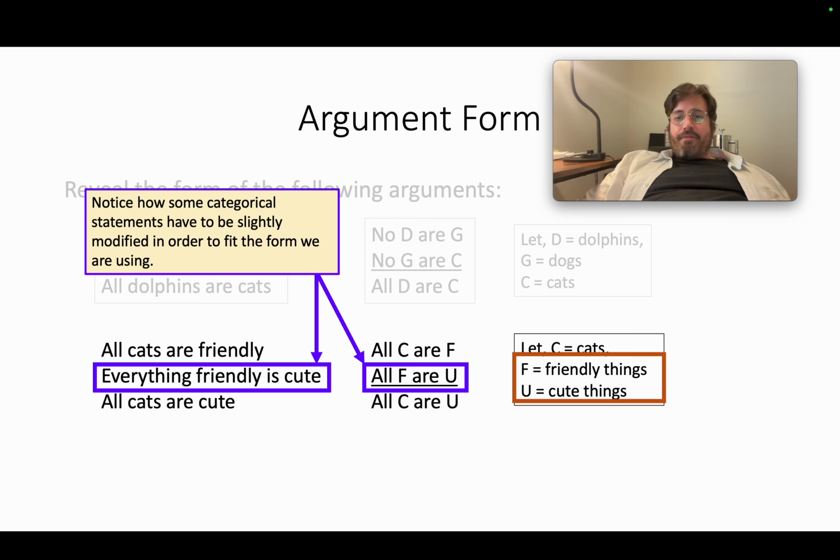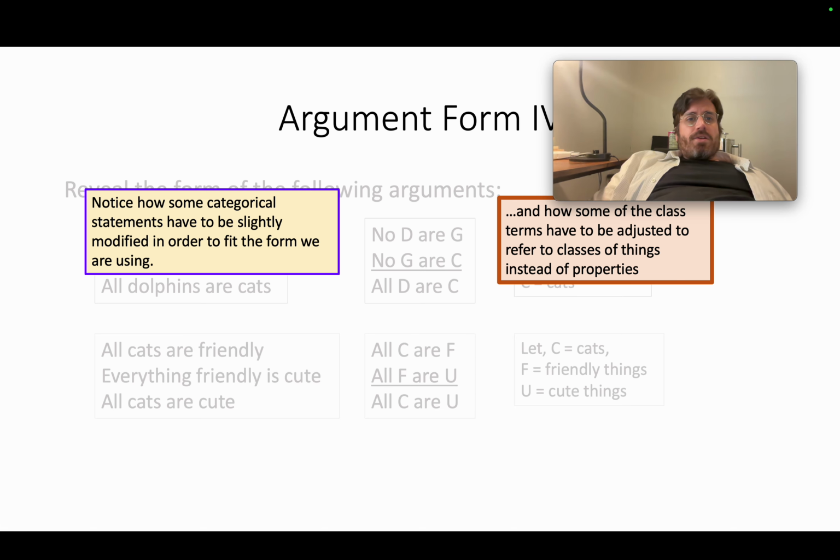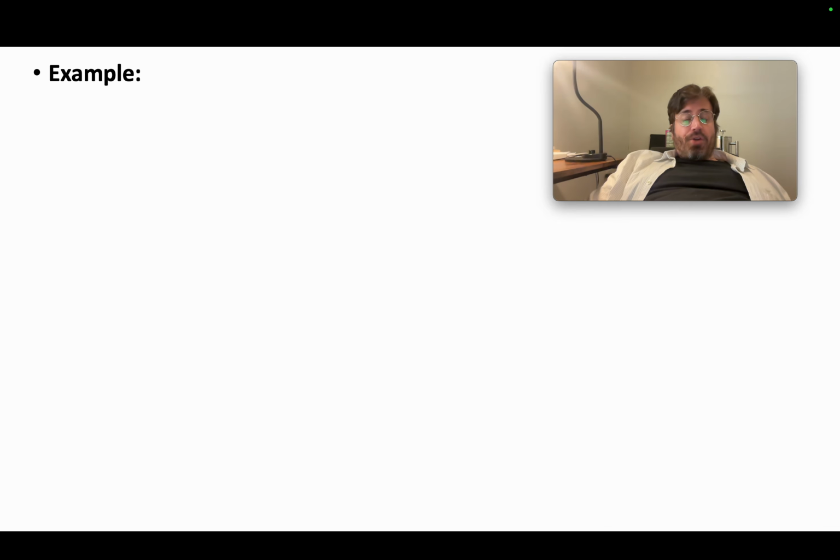So F, friendly things, has become a class of things, and U, which refers to cute things, has become a class of things, even though in the original sentence we just have cute, right? We just have that attribute. So a little tweaking is sometimes necessary. Some of the class terms have to be adjusted to refer to classes of things instead of mere properties, right? Cuteness, friendliness, those are just properties. We need to transform those into things in order for our subject and predicates to be relating in a way that categorical logic can pick up on. So notice we have modification of class terms from properties, but really our main transformation is the transformation of content into form. That's really what we're doing when we're formalizing.